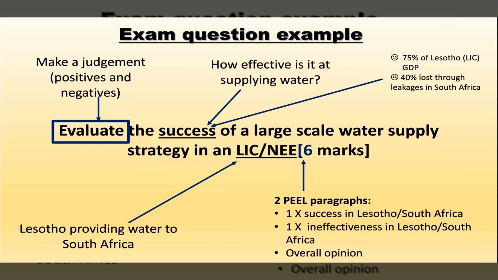This could come up in a variety of ways. This has never actually come up as a proper question, only in a specimen paper, so it could be quite likely. So, evaluate the success of a large scale water supply strategy in an LIC or NEE. So, if you're evaluating, you're making a judgment. Think about your positives and your negatives. Success, how effective is it at supplying water? So, you could just see there, I've put two facts that I could remember down: the 75% GDP and the 40% loss through leakages in South Africa.